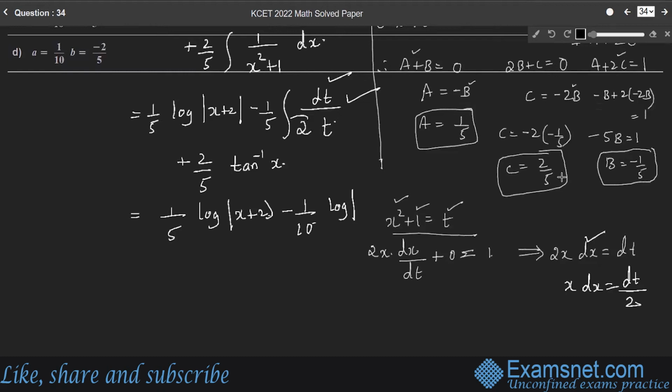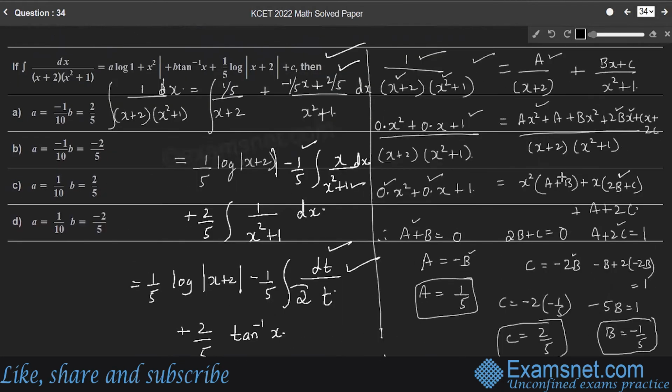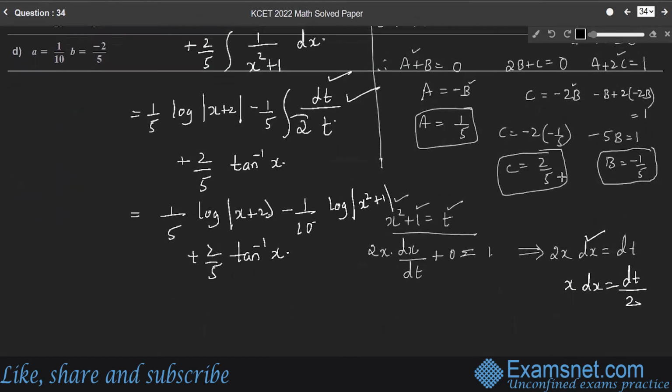Here t is nothing but x square plus 1. So I can write it as minus 1 by 10 log mod x square plus 1 plus 2 by 5 tan inverse x. Right? So look at the given question here. LHS is equal to RHS. So a into log mod 1 plus x square.